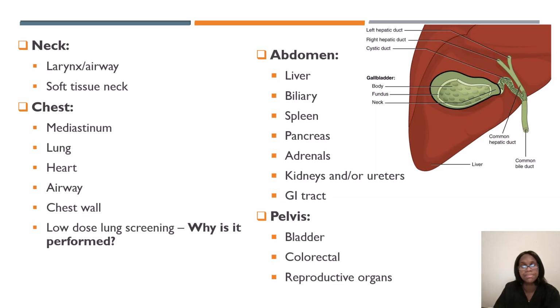For your other anatomy, know your anatomy under your neck, chest, abdomen, pelvis. For your low dose lung screening, do you know why this is performed? A lot of times you have this performed on patients who have smoked cigarettes for a long time. So they do get the low dose lung screening just to make sure they don't have any lung cancer or a spot on their lung.